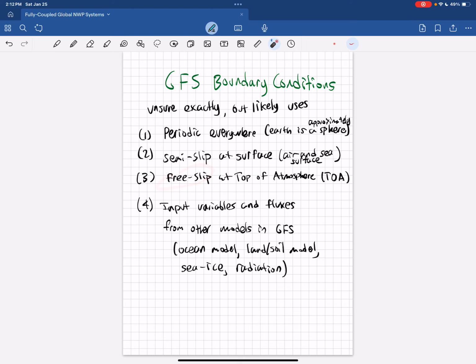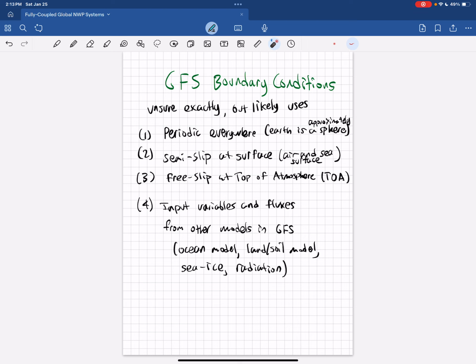Free slip is used at the top of the atmosphere, so there's not really any friction because the top of the atmosphere is not a real physical surface. But it probably has some sort of surface tension. I'm not sure.